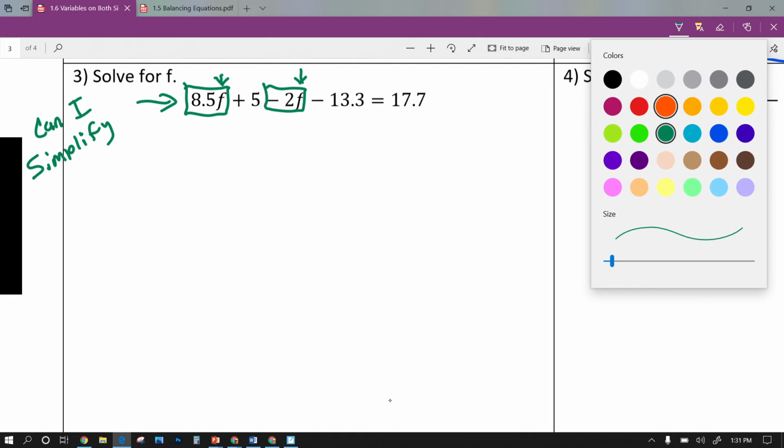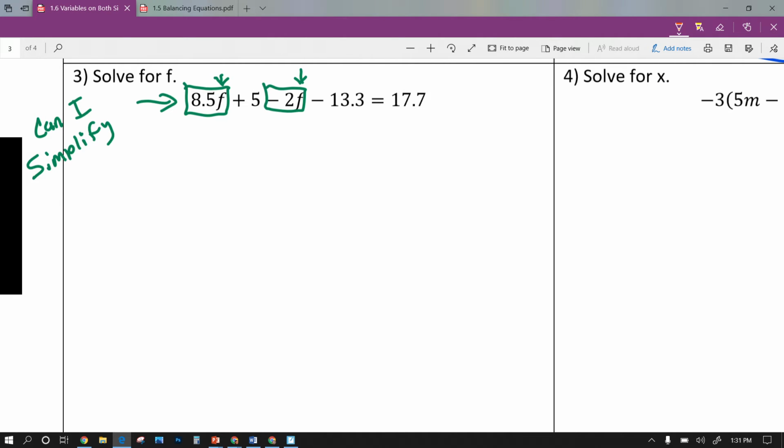And then in addition to those two f's, I have some other like terms. I have the numbers without a variable. So I have a plus 5 and I have a minus 13.3. So I'm going to go ahead and combine those together. So I have a plus 5 minus 13.3, and I'm going to put them together in the same section of the equation. So that way I can add them together, and that way I don't lose anything.